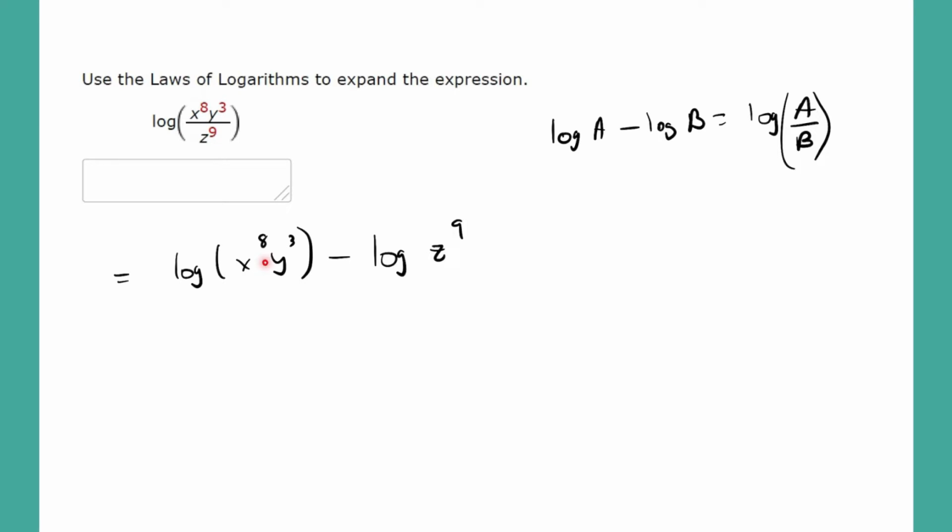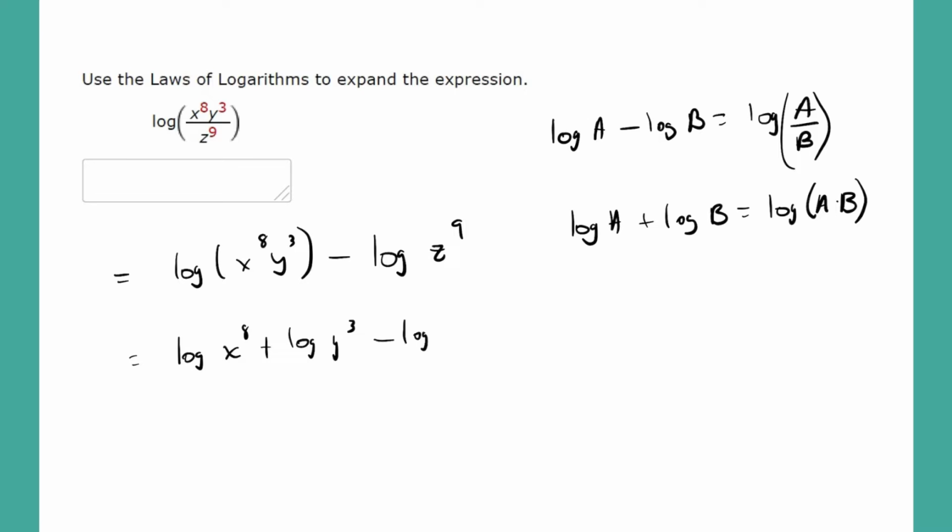Now we can separate these two bases by using the addition property. So we're going to get log of x to the 8 plus log of y to the 3rd minus log of z to the 9th. And finally, we're going to move these exponents to the front. So our final answer should be 8 log x plus 3 log y minus 9 log z.